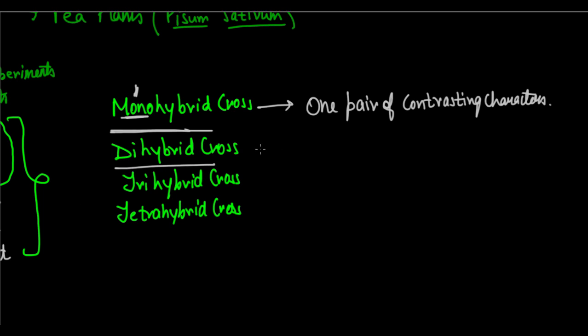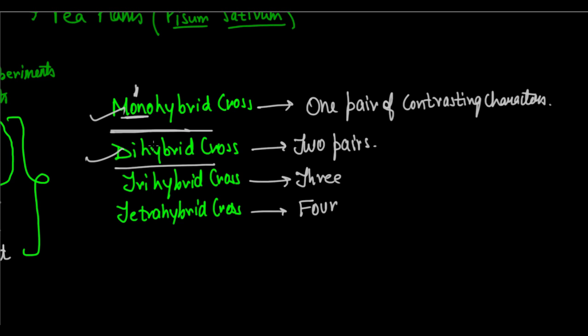In dihybrid, he studied two pairs. So for example, he's studying shape of the seed along with the color of the seed. He's studying shape of the flower along with color of the flower. He's studying shape of the stem along with color of the flower. So he's studying two characteristics together, right? And that is dihybrid cross. And trihybrid and tetra, this is 3 and this is 4, right? In your 10th standard course, you only have mono and dihybrid crosses. You don't have trihybrid and tetrahybrid. So these are the two crosses we are going to study in Mendel's crosses, right?